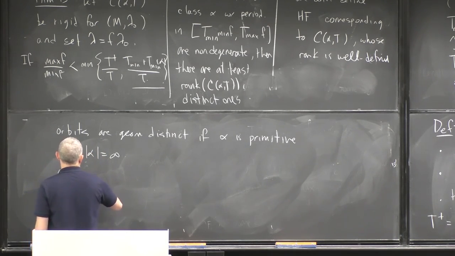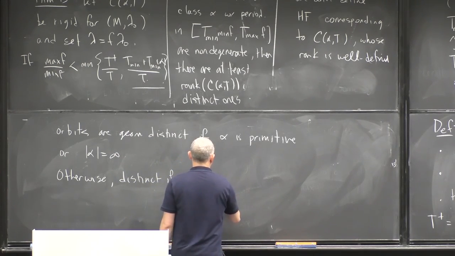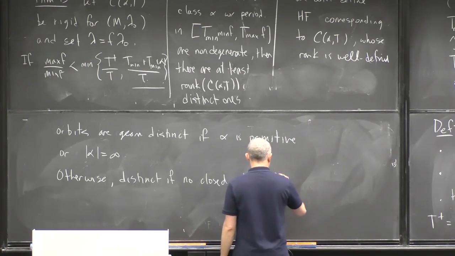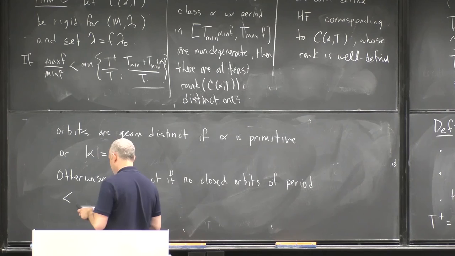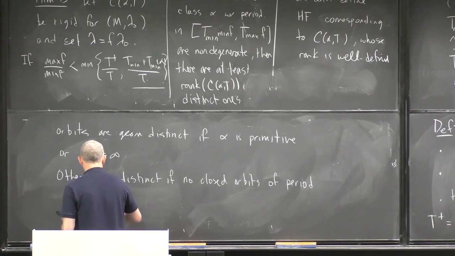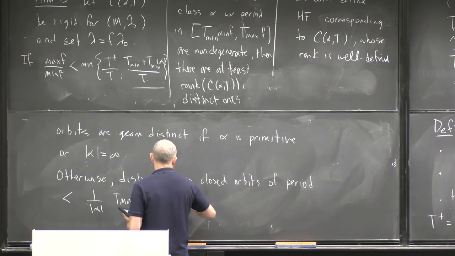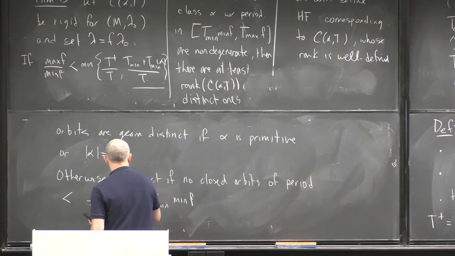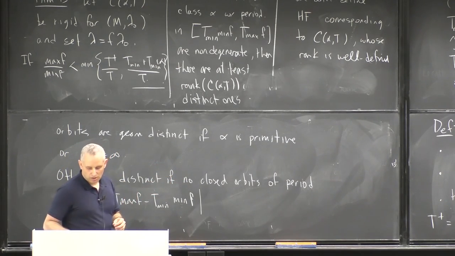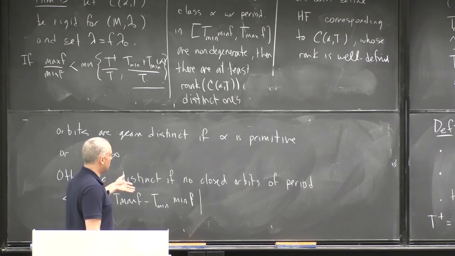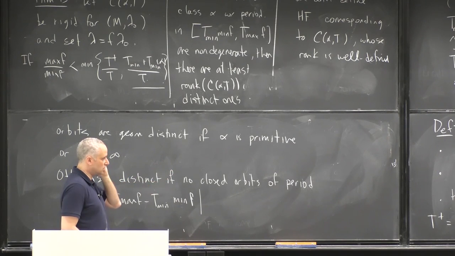Otherwise, they're distinct if there are no closed orbits of period less than 1 over the order of alpha times T max f minus T min f, in a class whose multiple is alpha. All right. So next time I'll apply this to some simple overtwisted contact structures and get some estimates, and then we'll talk about the proofs. So I'll stop there.